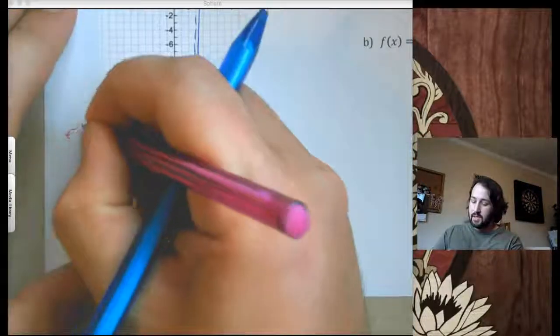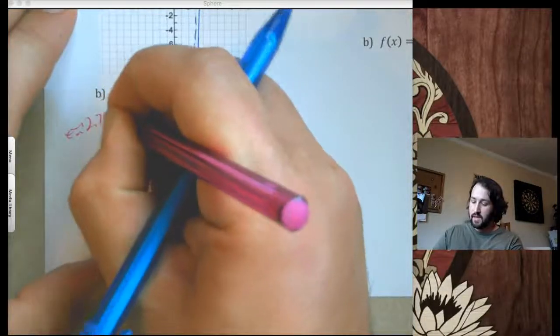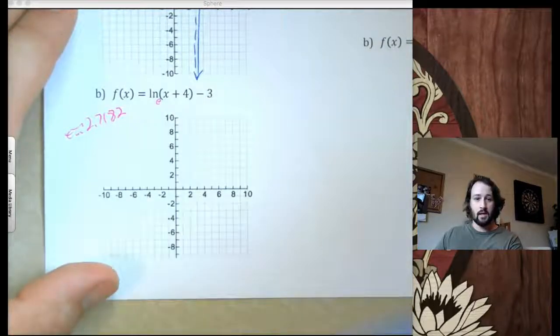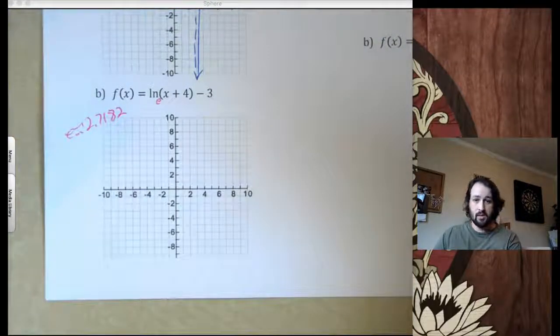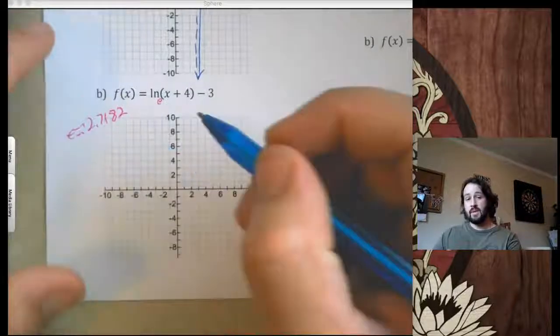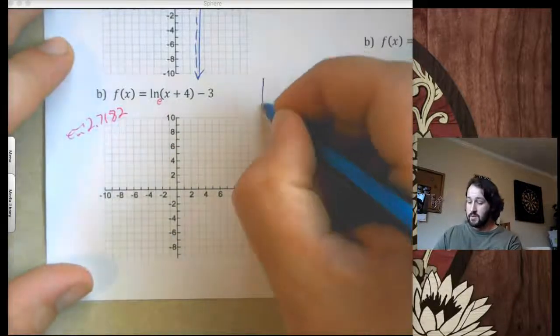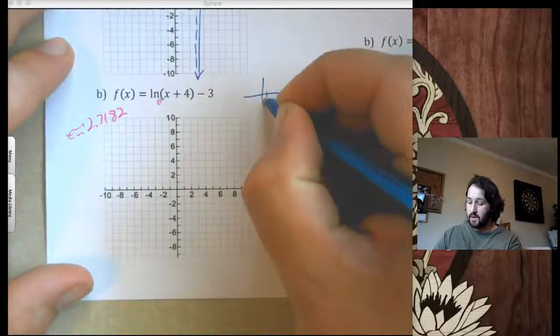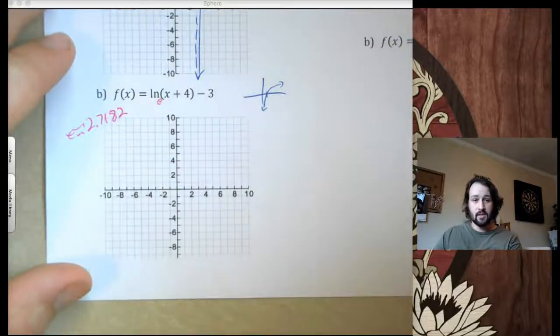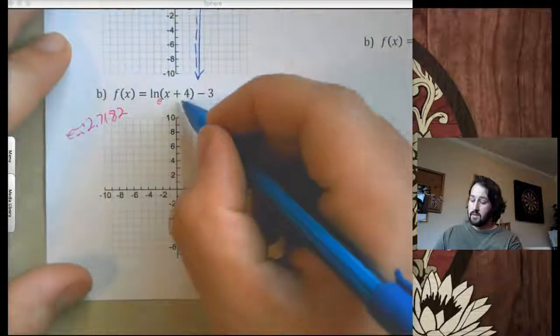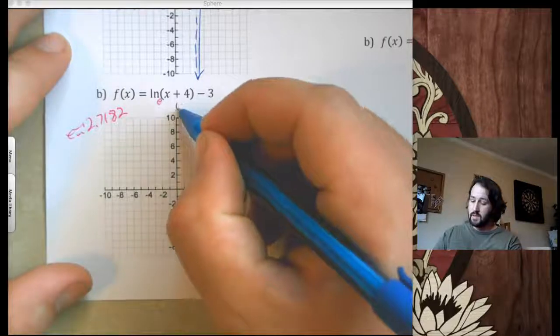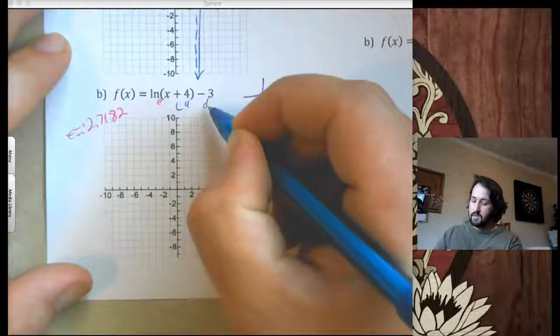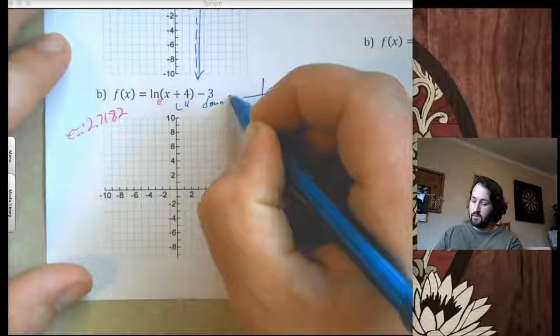Also remember, e is approximately 2.7182, so approximately 2.718. So all that means is it's going to be increasing as well. So we'll have, again, a parent function that crosses at 1 that is increasing as it goes. So this plus 4 is going to move it to the left 4. This minus 3 is going to move it down 3 units.